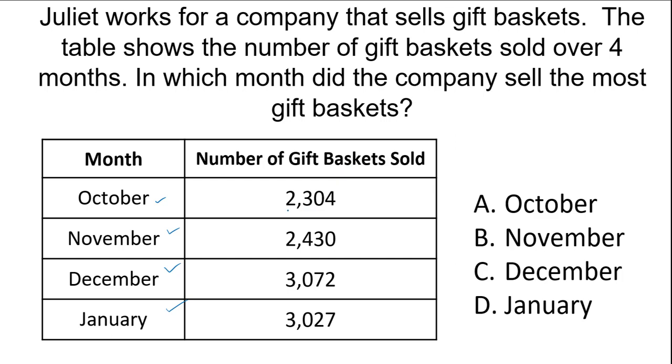Absolutely. Well, there's a 2 here in the thousands place, a 2 in the thousands place, a 3 in the thousands place, and a 3. That automatically eliminates these two because they're obviously smaller than the numbers down here. Okay, let's see if we can figure out which one's greater between 3,072 and 3,027. Well, there's a 0 in the hundreds place, a 0 in the hundreds place. But then I look at the digit in the tens place, and it's a 7 here. It's a 2 here. Well, then it tells me that this number is greater, which means December. In December, that's the month when the most gift baskets were sold.